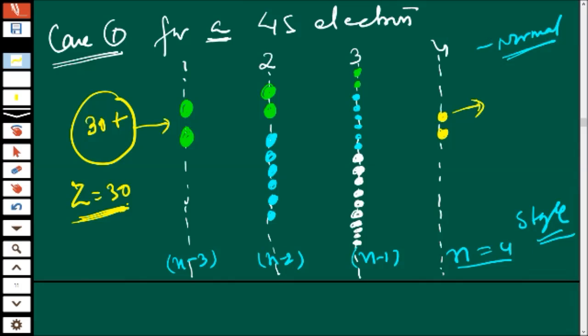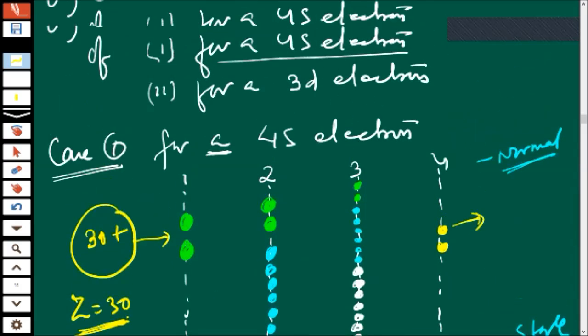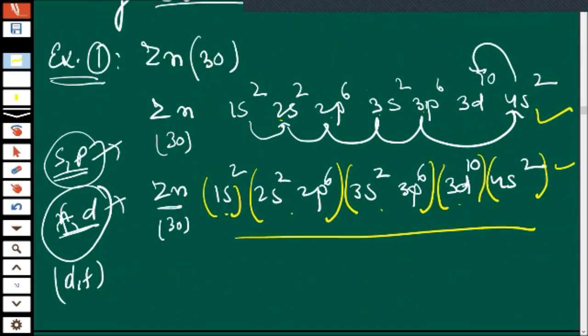Sir, in that Aufbau's rule, we have written 1s2, 2s2, 2p6, 3s2, 3p6, 3d10, 4s2, means sub-orbital groups. So which groups? Yes, this is Aufbau's rule. First we fill 1s, then 2s, then 2p, then 3s, then 3p. After 3p, I have filled 4s, and then more electrons were there, and then again I filled 3d.